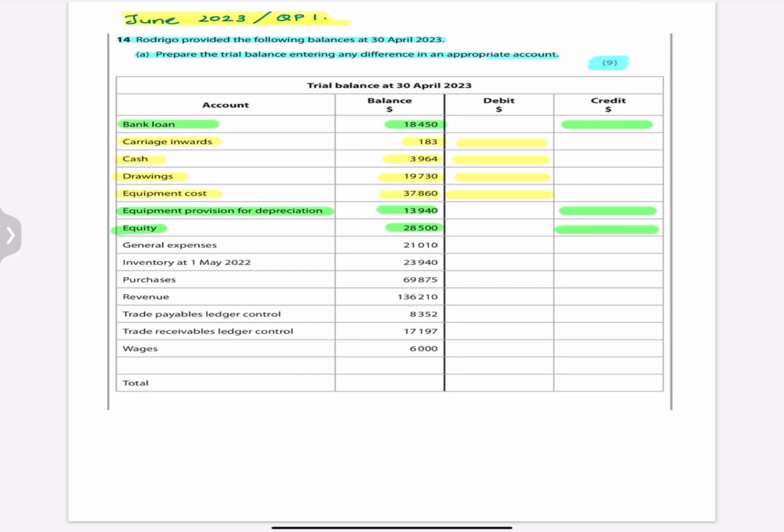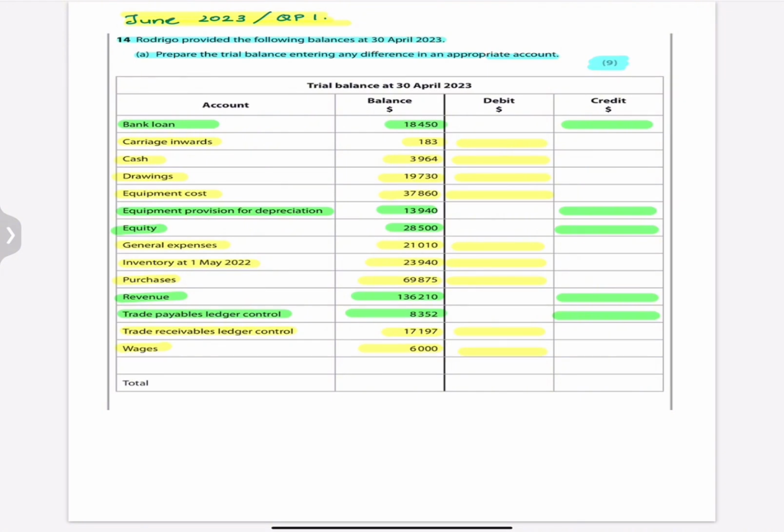General expenses are expenses, therefore debit. Inventory is an asset, therefore debit. Purchases usually has a debit balance. Revenue has a credit balance. Trade payable ledger control account, it's a liability, therefore credit balance. Trade receivables ledger control account, assets, therefore debit balance. Wages, expenses, therefore debit balance. Now, let's write the figures in the appropriate columns.